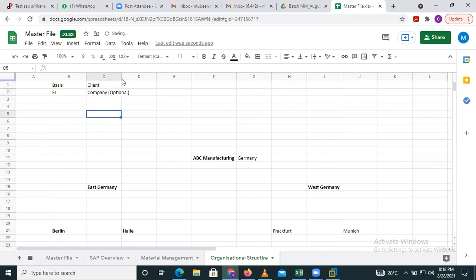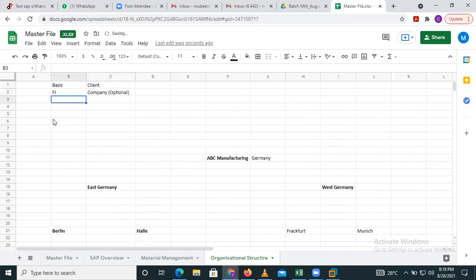Now, company is done. Now, under company, we have company code, which is mandatory actually. We should have the company code. What is meant by company code, we are going to discuss now, which is also created by FI. Under company code, we have plant, which is created by MM.